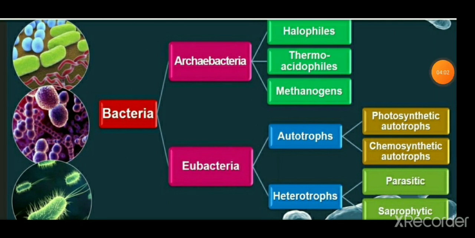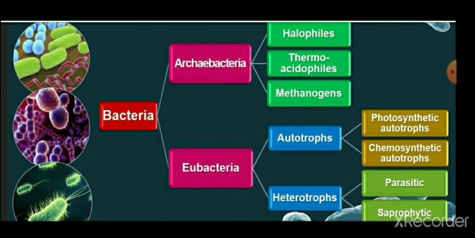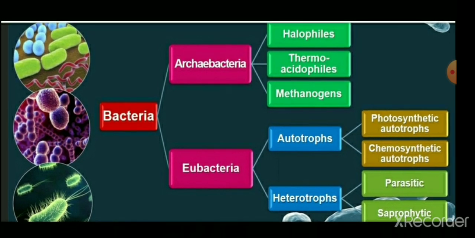In this chart, children, you can easily classify the bacteria into Archaebacteria and Eubacteria. Eubacteria, we can say, are the true bacteria. Archaebacteria we can classify into three classes: halophiles, thermoacidophiles, and methanogens. And the eubacteria we can classify into two categories: autotrophs and heterotrophs. Autotrophs are again classified into photosynthetic autotrophs and chemosynthetic autotrophs, and heterotrophs are classified into parasitic or saprophytic.